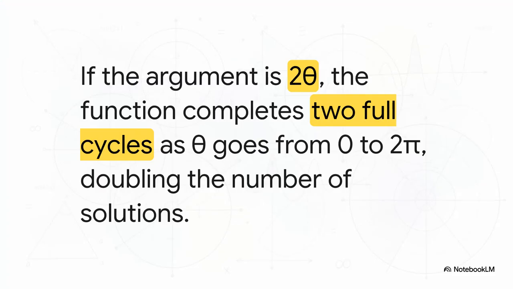So here's the why. That 2 theta inside the sine function basically acts like a fast-forward button. It compresses the whole graph, causing the sine wave to complete 2 full cycles in the exact same space it used to complete just one. And it's pretty simple, right? Twice the cycles means twice the solutions.